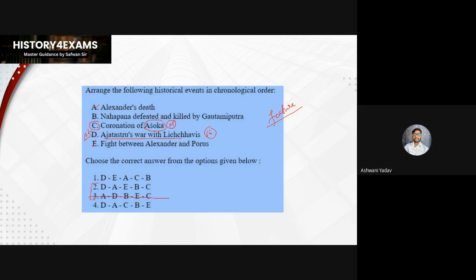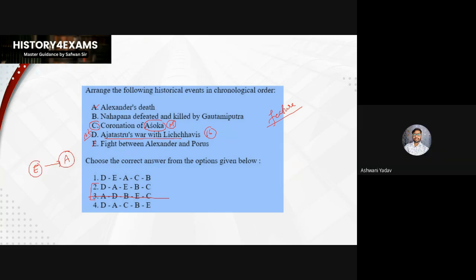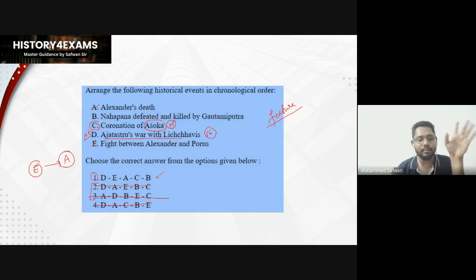Simply, Alexander and Porus fight, and then Alexander's death. It's a very easy one. Only after E can there be A. First there should come E, then only A should be there. Only one option is satisfying the criteria. That's a simple logic.